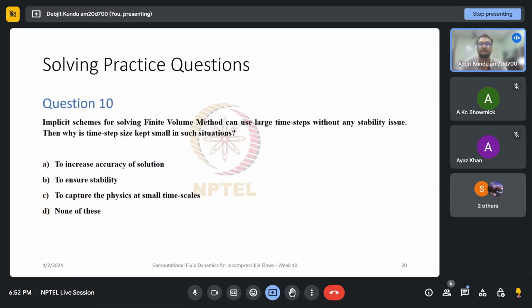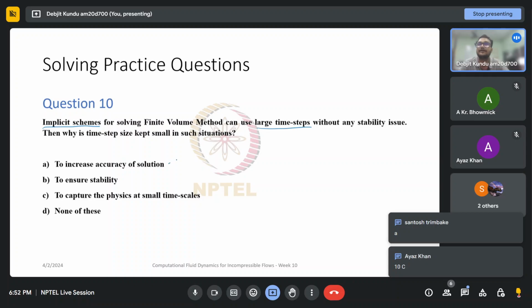And we'll move on to question number 10 now, which is telling us that implicit schemes for solving finite volume method can use large time steps without any stability issue, right? Then why is time step size kept small in such situations? Is it to increase the accuracy of the solution? Is it to ensure stability? Is it option C, to capture the physics at small time scales? Or is it option D, none of these?